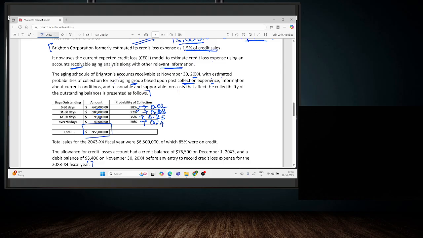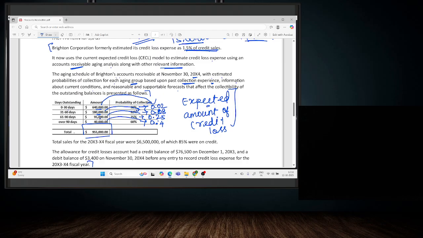Now what we have to do is calculate the expected amount of credit loss. How to calculate it? We have to calculate the expected figure, right? We have the probabilities over here. So how do we calculate the expected figure? It is nothing but the weighted average mean. What is the weighted average mean? Just multiply 6,40,000 with 2%, 1,80,000 with 8%, 95,000 with 25%, 40,000 with 40%, and add everything.